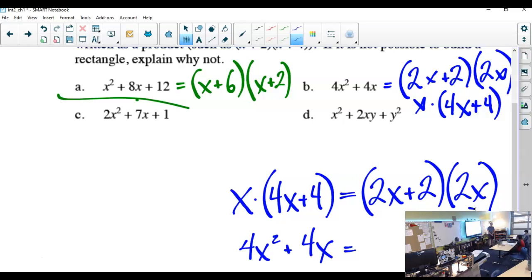Guys, there are college kids who can't do this. Now, will you always have algebra tiles in front of you? No. We're going to have to learn how to do this without using algebra tiles, but understanding, first off, that quadratics, trinomials, are not some made-up jargon nonsense. They represent physical items.